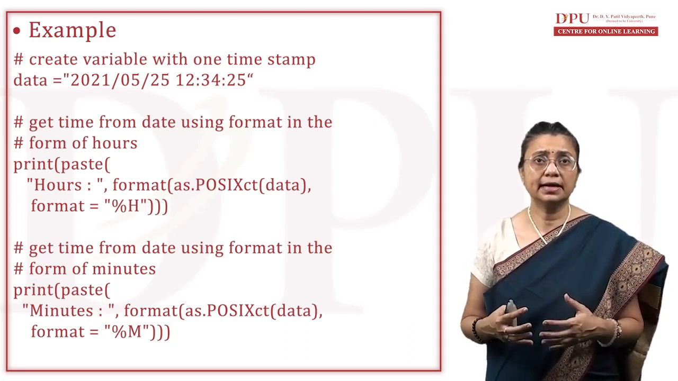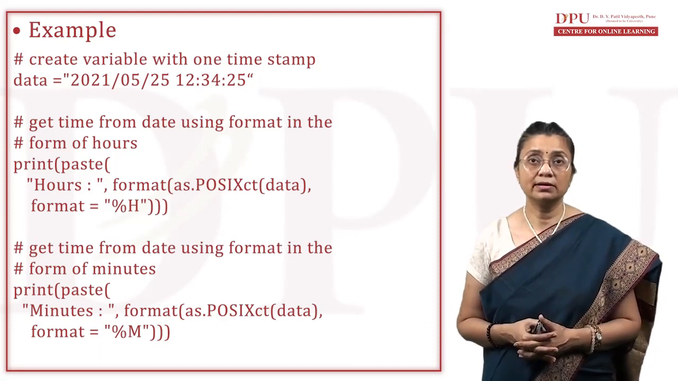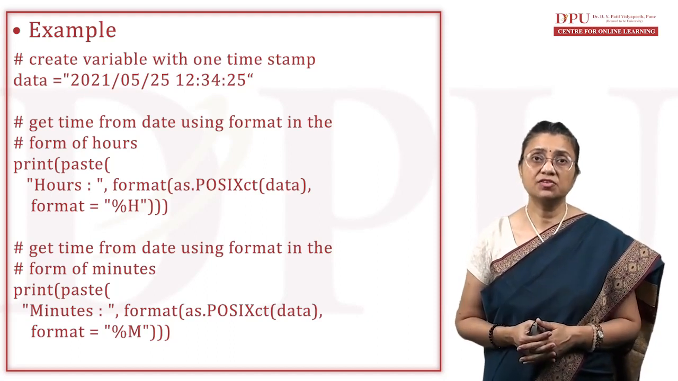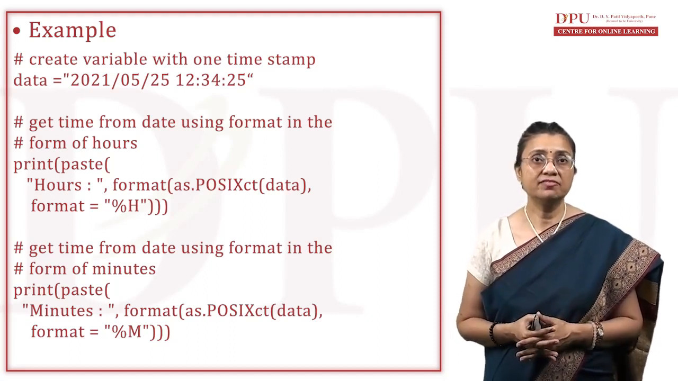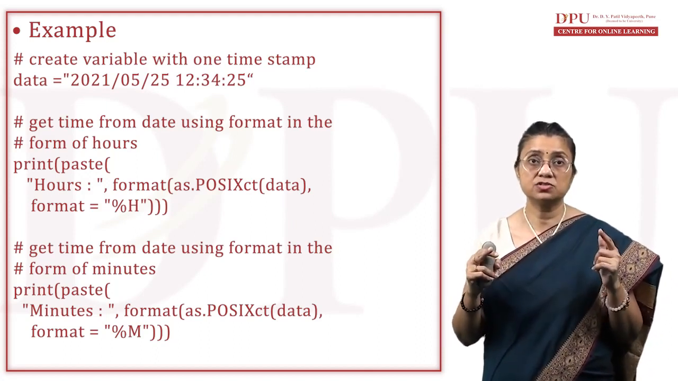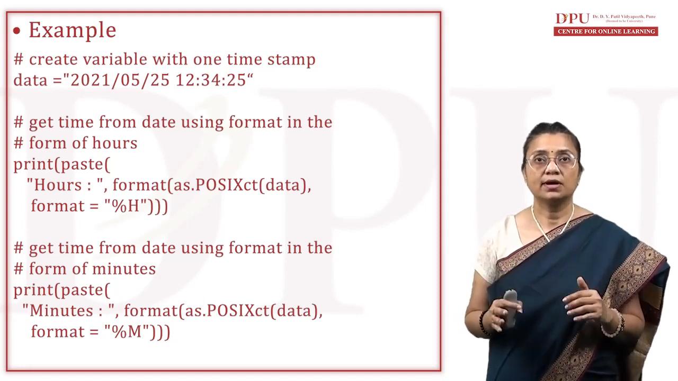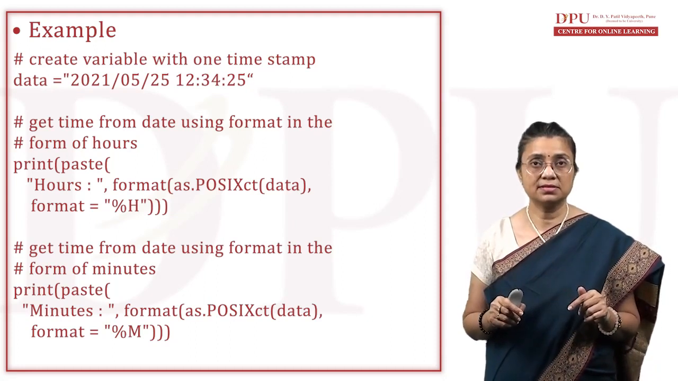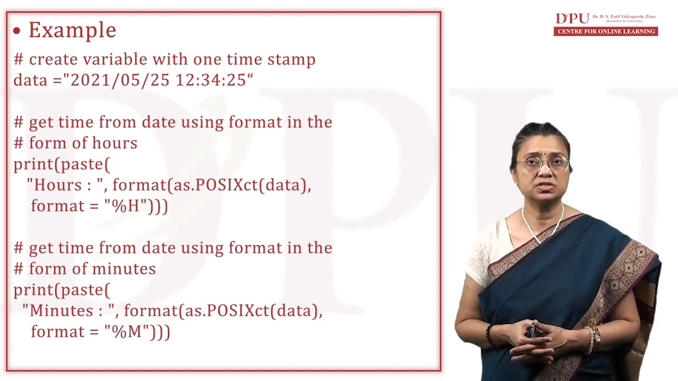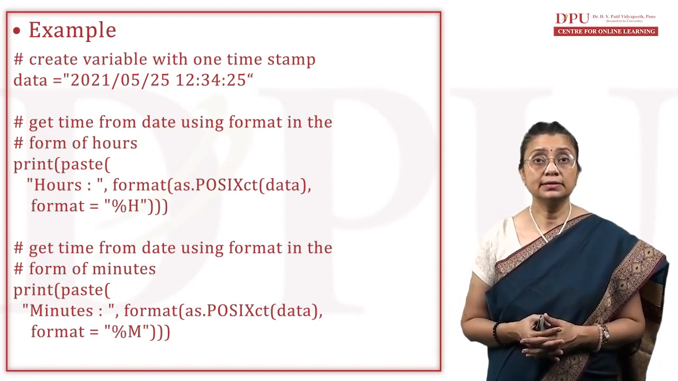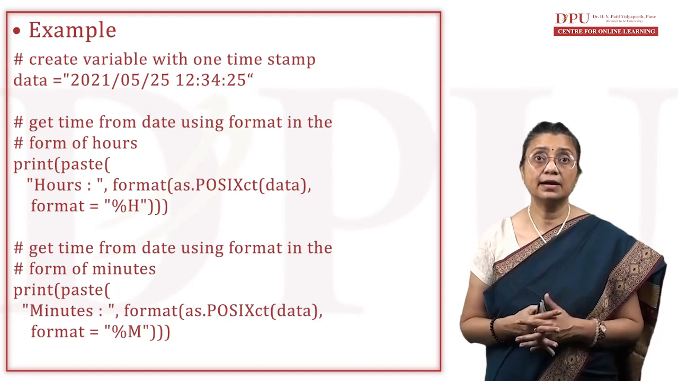Now how can I bring that in the form of hours? So what I'm using over here is the paste function. Print, and within print I'm calling the paste function, and within the paste function I have written hours equal to, you can see over here, R is printed as it is on the screen, and I write hours, comma, format as.POSIXct. Within the parenthesis, I pass the data, which is my date timestamp, and the second parameter I give is the format. So the format is what? This is my format for the time which I'm extracting.